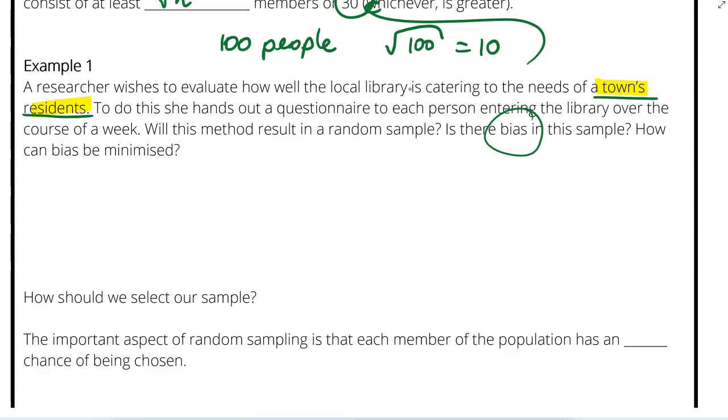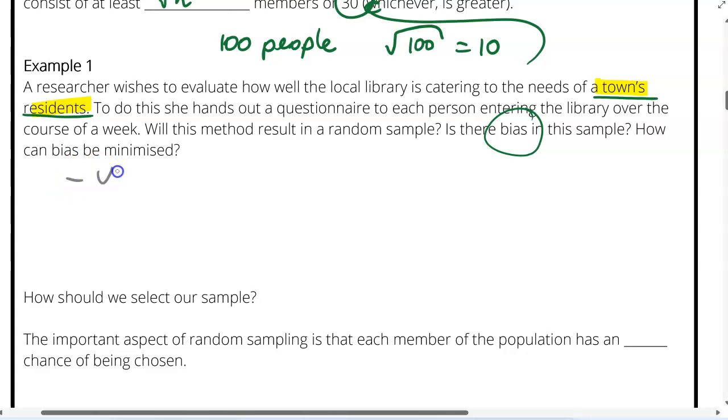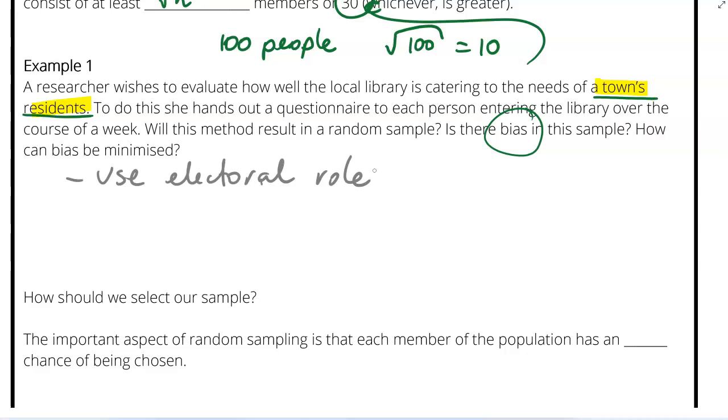If we're talking adults, every adult is on a particular electoral roll. So you could select someone off the electoral roll, or select people off the electoral roll, and that is probably the best way to get the names of the people that live in the town, firstly, and then from there you can randomly select. And today we're going to talk about a couple of methods, and moving on to next lesson as well, in terms of how to select your sample.